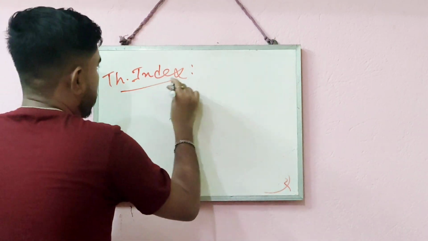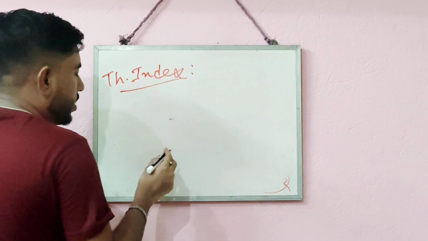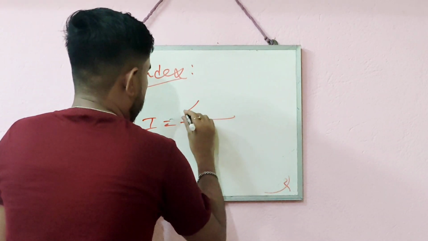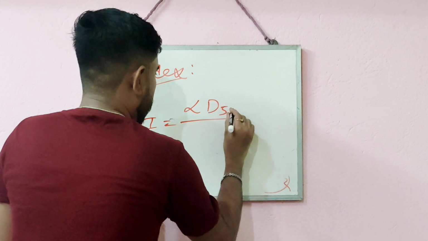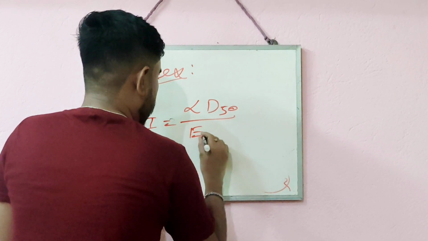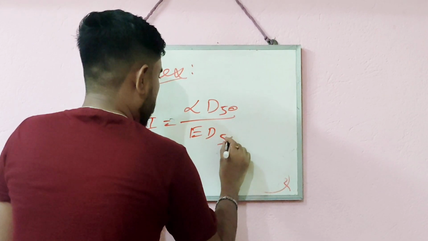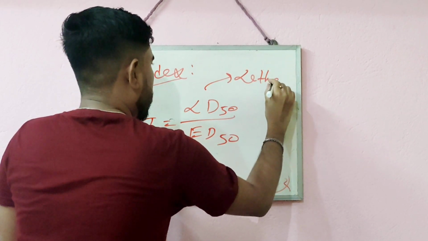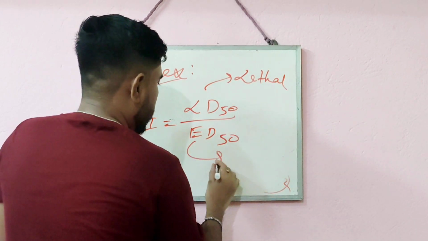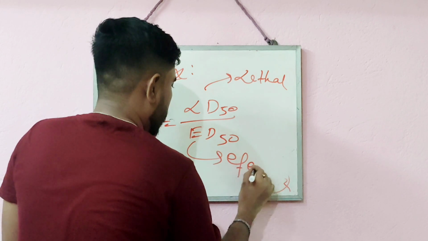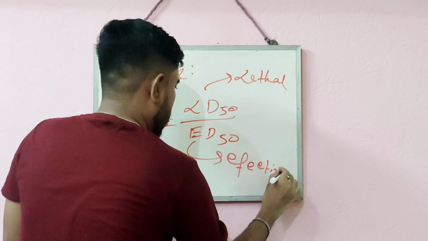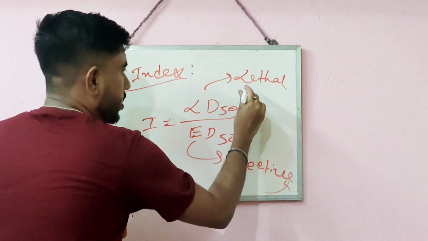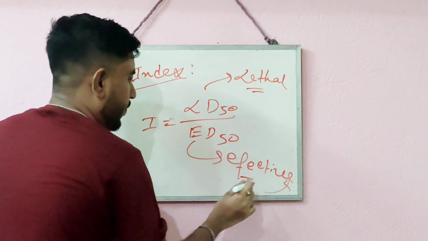The therapeutic index can be shown by a simple equation, that is I is equal to LD50 divided by ED50, where LD means lethal dose and E means effective dose. So now we have to know what is lethal dose and what is effective dose.